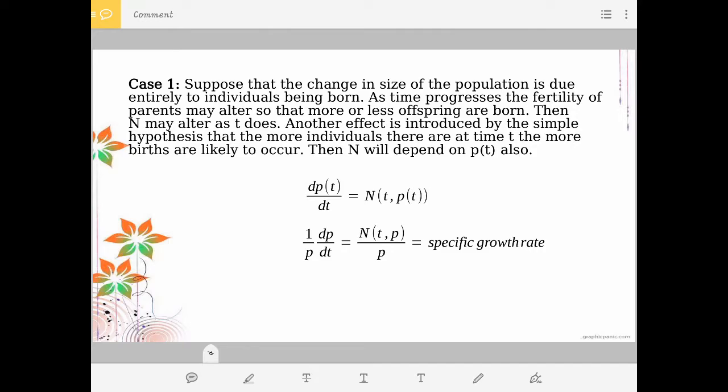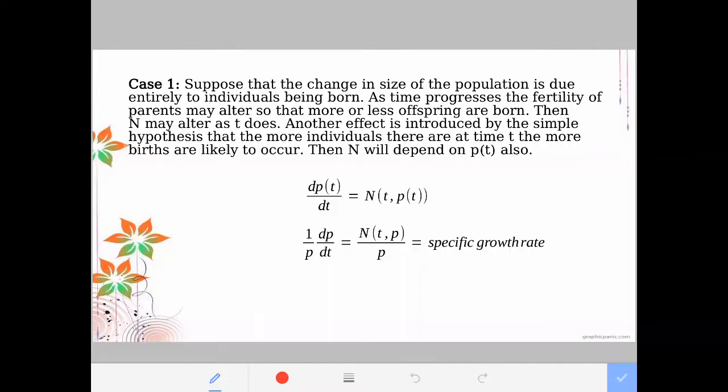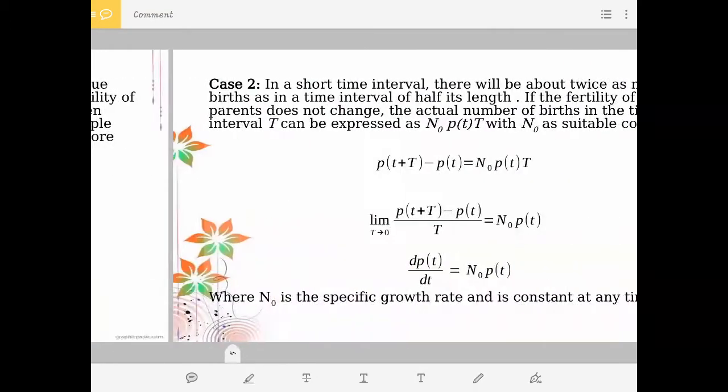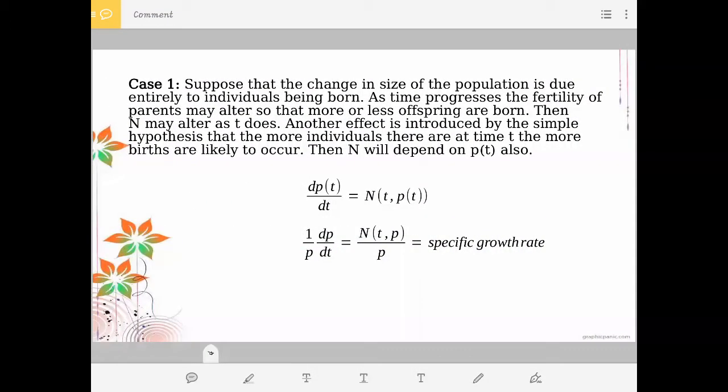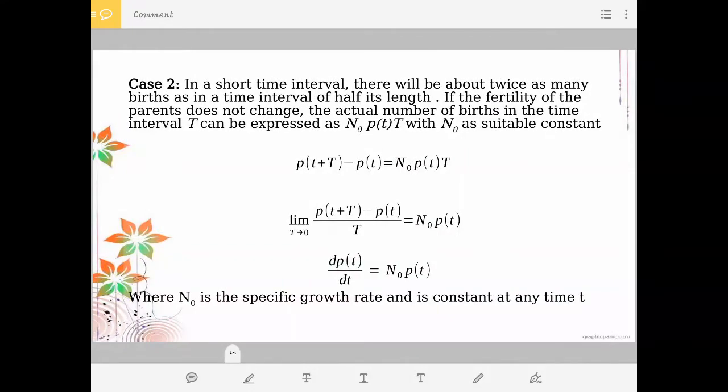When we rearrange this, we divide this by P, so we just created an implicit solution of your differential. You have 1 over P dP over dt, which is basically the specific growth rate definition. If you remember your microbial growth during the exponential phase, this is your mu. So that is case 1. Case 1 is a bit complicated because you have 2 variables here, t and P.